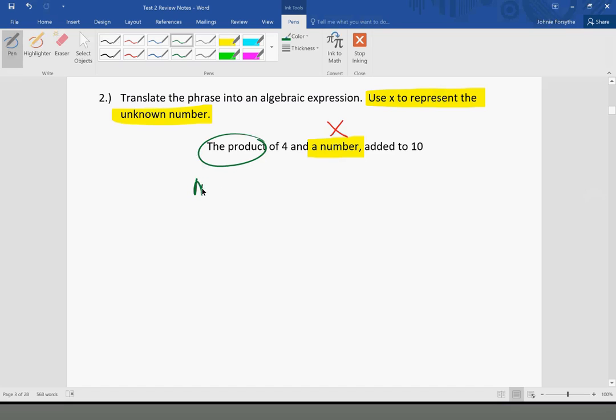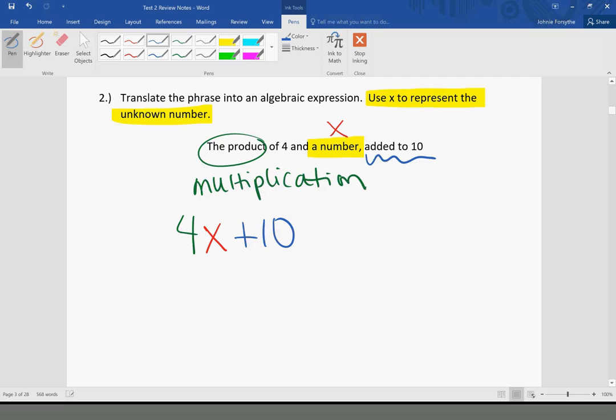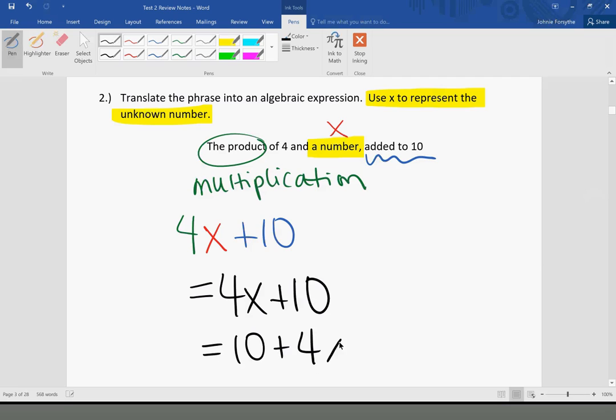So product means we're going to multiply. That's the answer for a multiplication problem. So the product of 4 and the number would be 4 times x, which is 4x. And then finally, added to 10, we'll add 10. So the final answer will be 4x plus 10. You could also write 10 plus 4x. That would give you the same answer because addition is commutative. You can move around the values and still have the same answer.